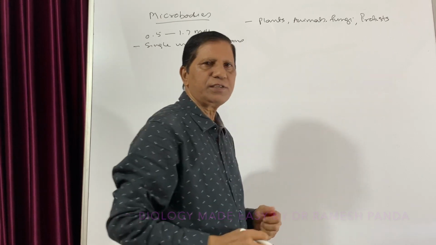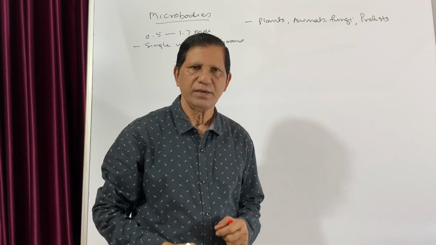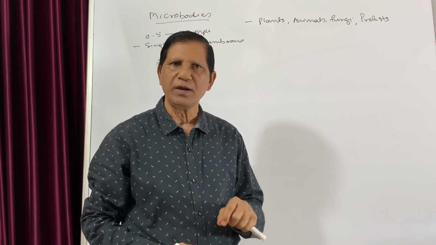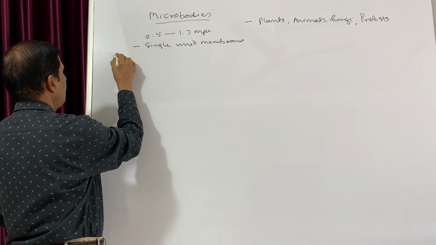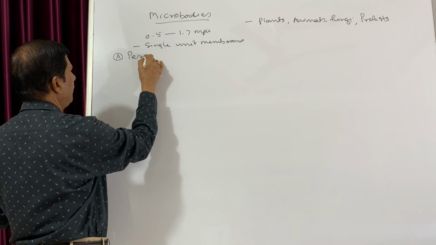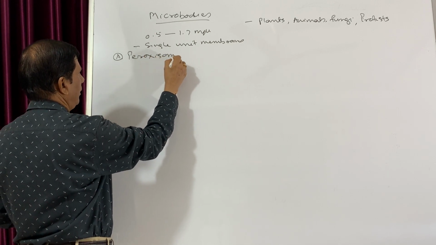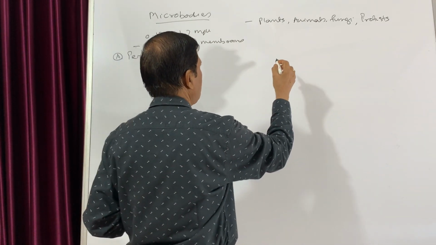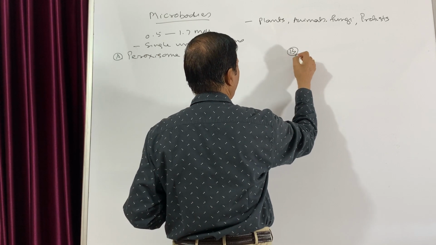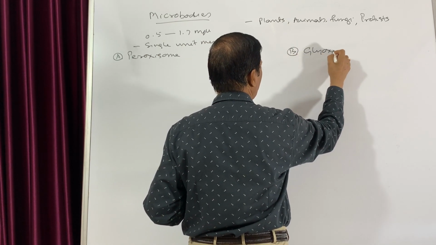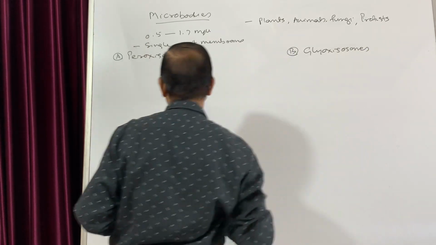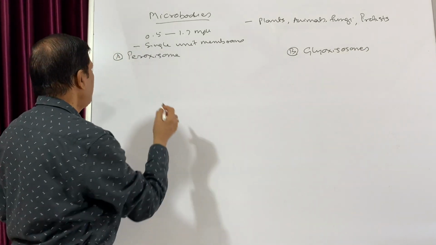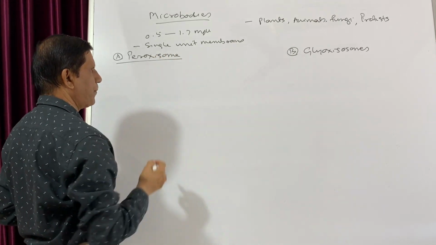The microbodies are mainly of two types. One is peroxisome and the other is glyoxysome. So there are two types. These two are known as the microbodies. So let us discuss first this peroxisome.